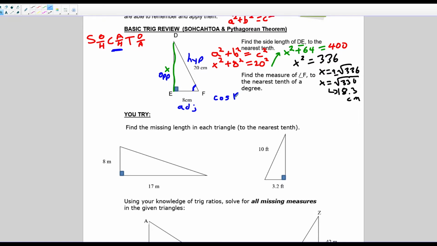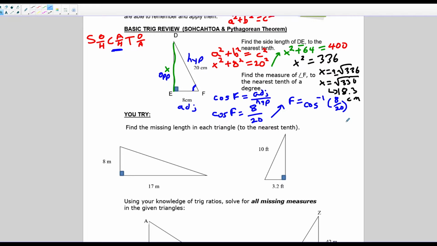So cosine of angle F is equal to the adjacent side divided by my hypotenuse. Since I'm looking for cosine of F, we're looking at the adjacent side, which is 8 over 20. And in order to isolate F, I want to get rid of that cosine function. So in order to do so, we're going to take the inverse cosine. So the inverse cosine of the left-hand side just leaves us with F. And on the right-hand side, we now have the inverse cosine of 8 over 20.